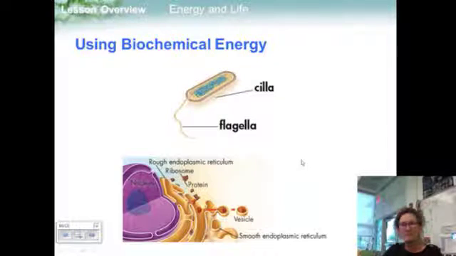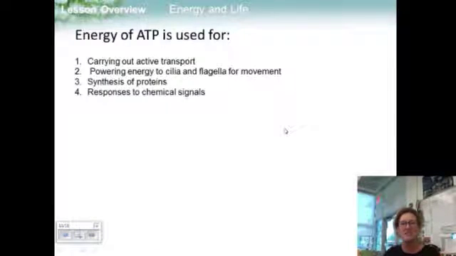Okay, moving along then. Also, ATP powers movement, providing the energy for the motor proteins that contract muscle and power the movement of the cilia and the flagella. Energy from ATP powers the synthesis of proteins and responses to chemical signals at the cell surface. So, ATP is used to carry out active transport, provide energy to the cilia and flagella for movement, the synthesis of proteins, and response to chemical signals.